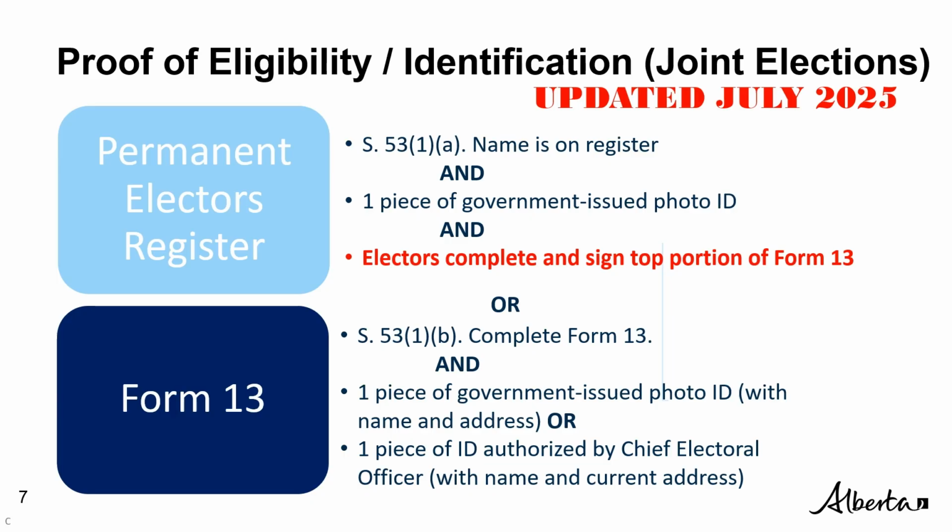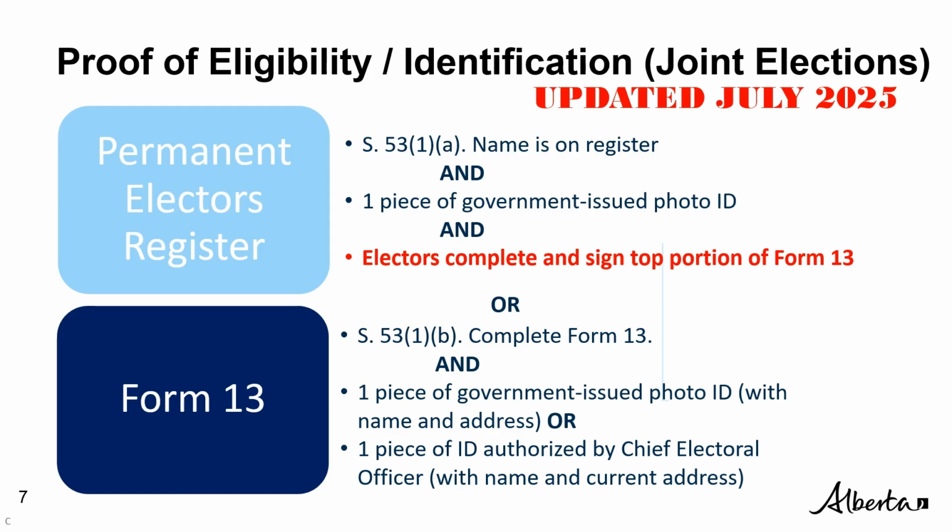Similarly to non-joint elections, if the elector is not on the PER or is on the PER but has a different address within the local jurisdiction, they must produce the appropriate identification under Section 53, either one piece of government-issued photo ID with their name and address, or one piece of ID authorized by Elections Alberta that contains both their name and current address. Again, please note that not all the forms of ID listed by Elections Alberta will be acceptable for local elections. Only the ones that show both a name and current address may be used.